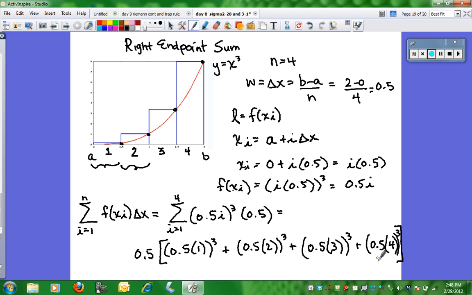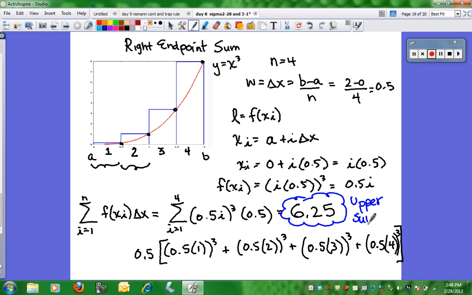So if we do this calculation, and we multiply this by this and cube it, and this by this and cube it, and this by this and cube it, and add it all up and multiply, you'll get the sum of 6.25. Wow. 6.25. You may already know that this is an upper sum.